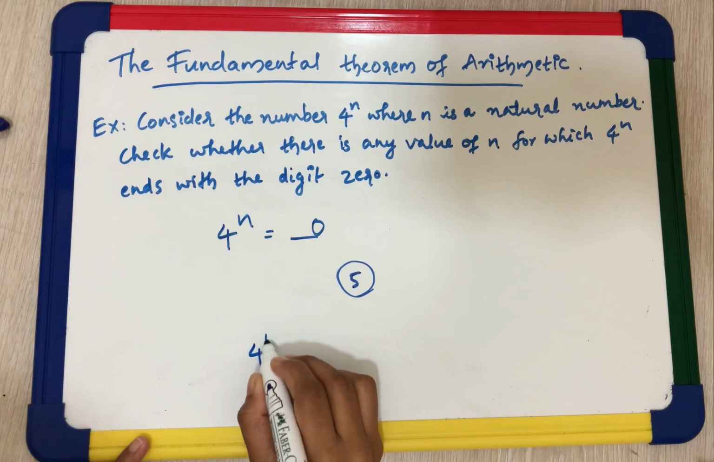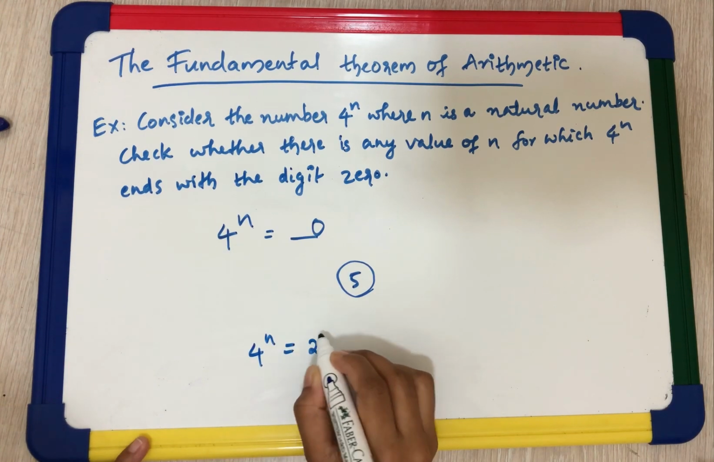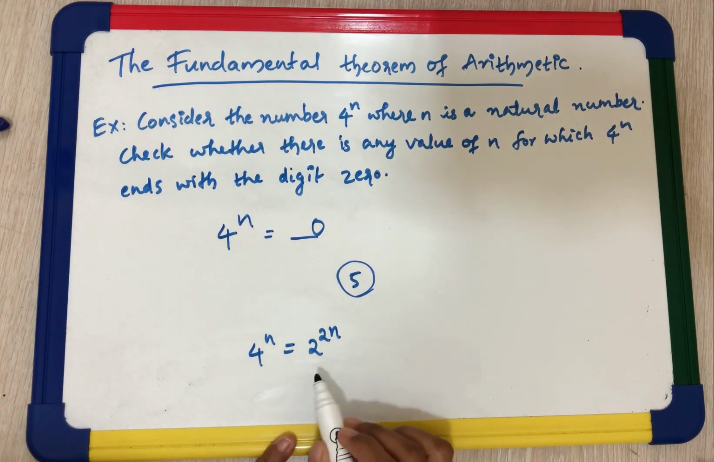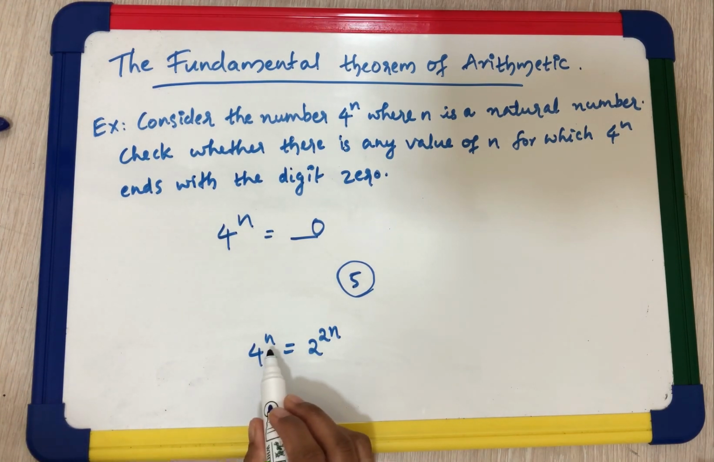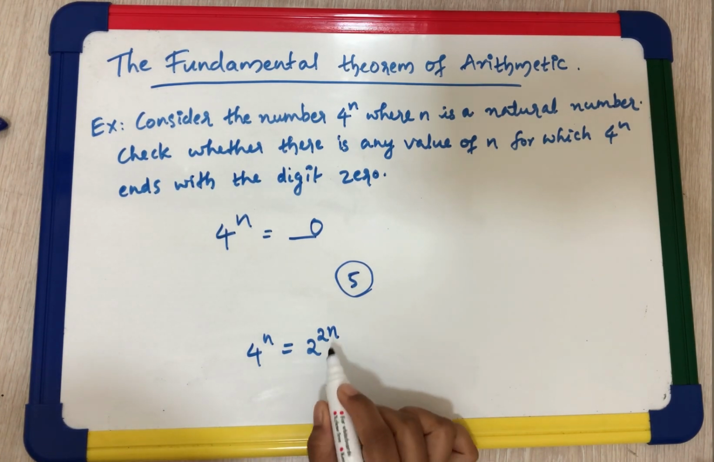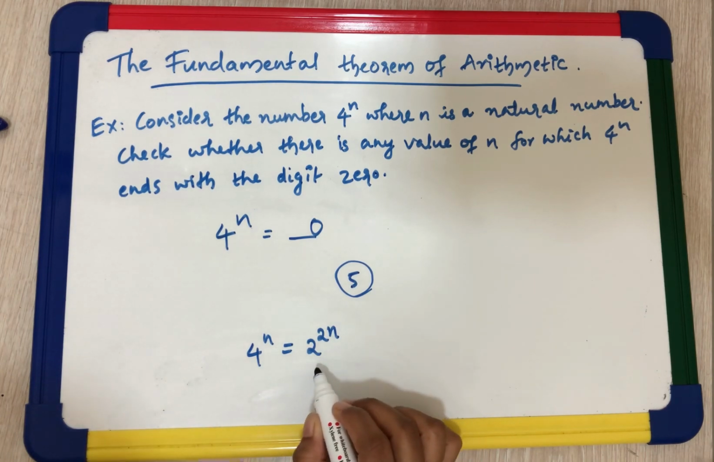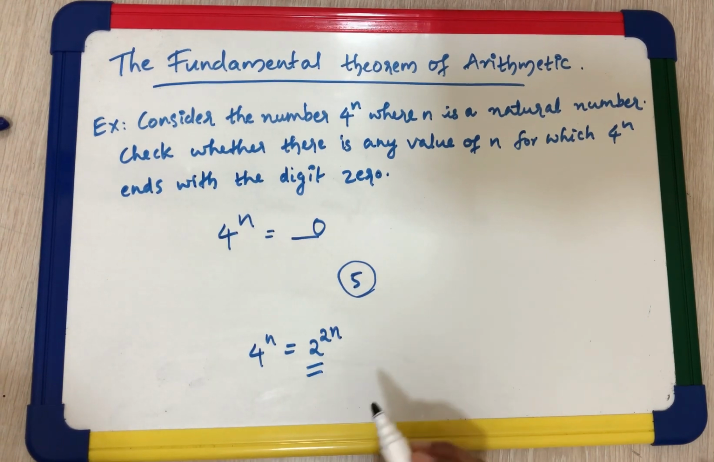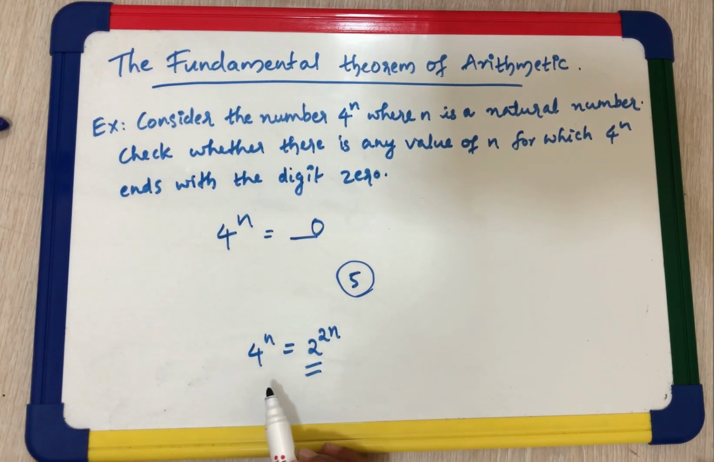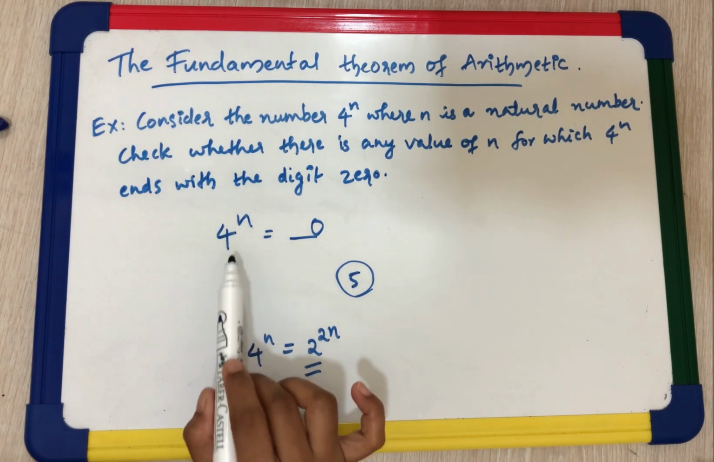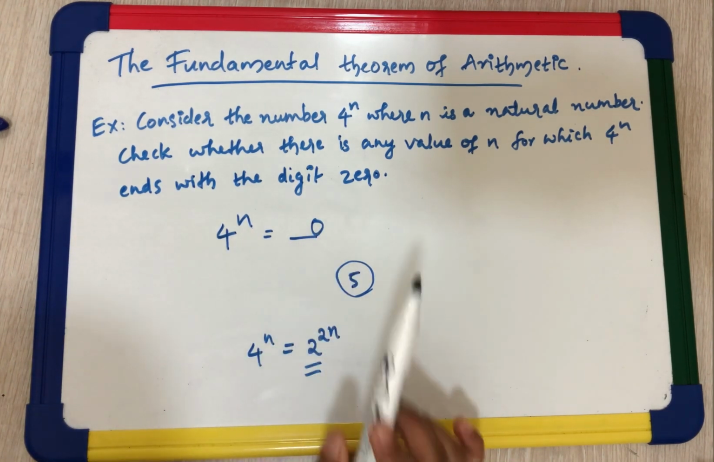See, 4 raised to n can be written as 2 raised to 2n. Here, this is the prime factorization of 4 raised to n. By the uniqueness of prime factorization, or by the fundamental theorem of arithmetic, the prime factorization is unique. So the only prime factor involved in the factorization is 2. So 5 cannot be a factor of 4 raised to n. Hence, there is no number n for which 4 raised to n ends with the digit 0.